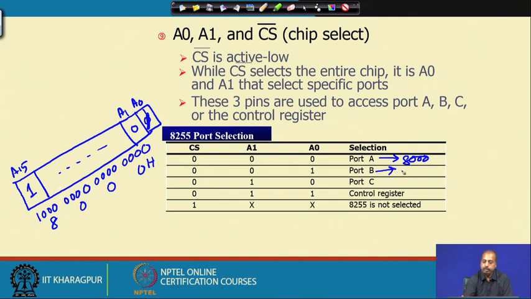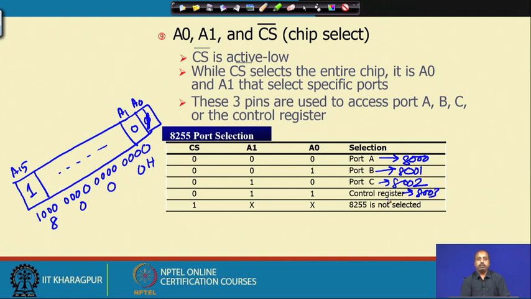then port B will be selected. So, this address is 8001, port C is 8002 and this one is 8003. So, this way, based on your decoding logic and the A0 and A1 bits of the address bus connected to A0 and A1 of your 8255 chip, you can find out the port addresses.